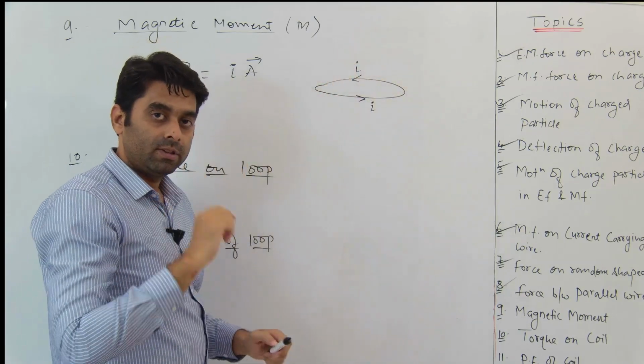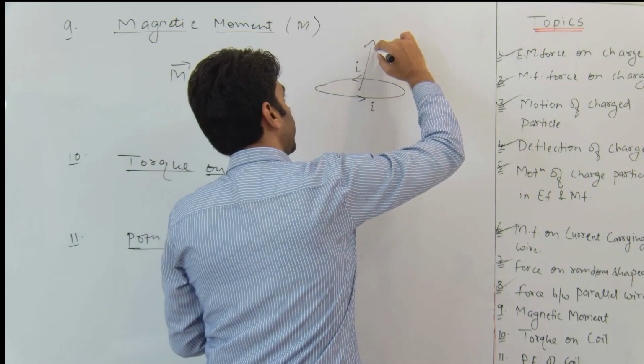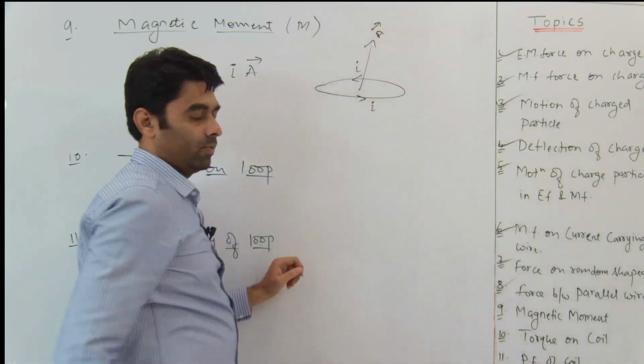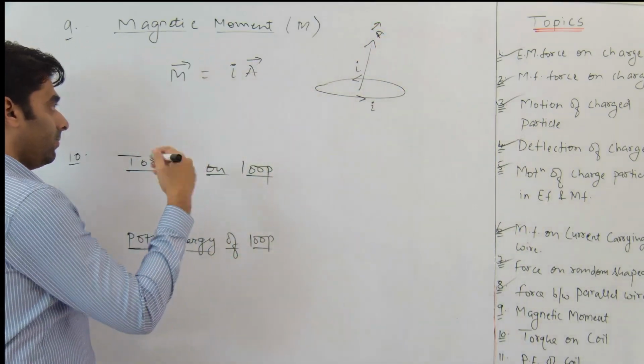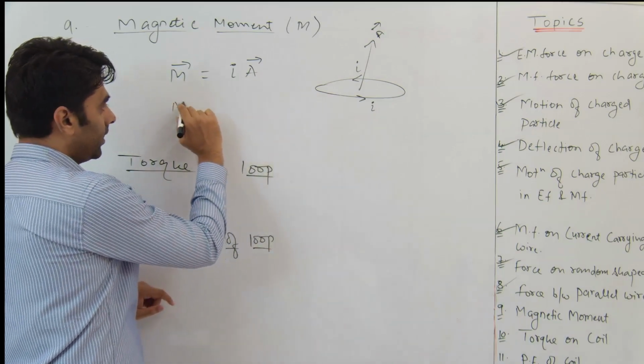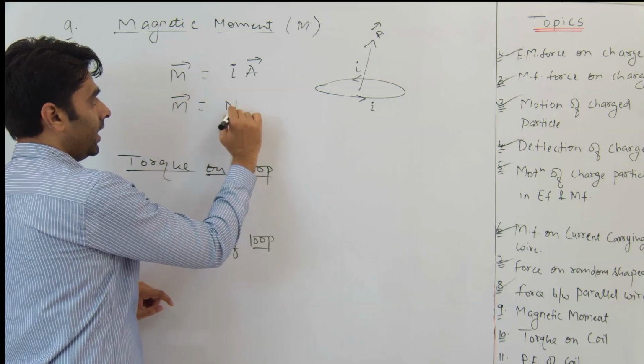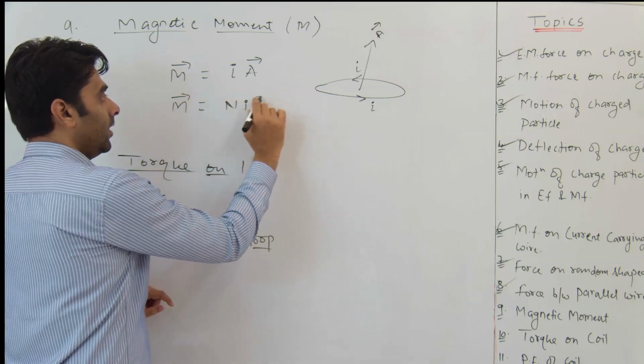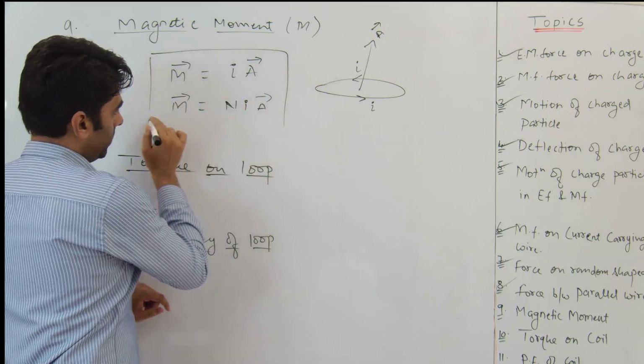The thumb will give us the direction of the area vector, and in turn your magnetic moment also, right? Okay, next, let's suppose that N turns are there. This is for one loop. If N turns are there, then the magnetic moment can be written as NIA, right? This is the magnetic moment for N turns.